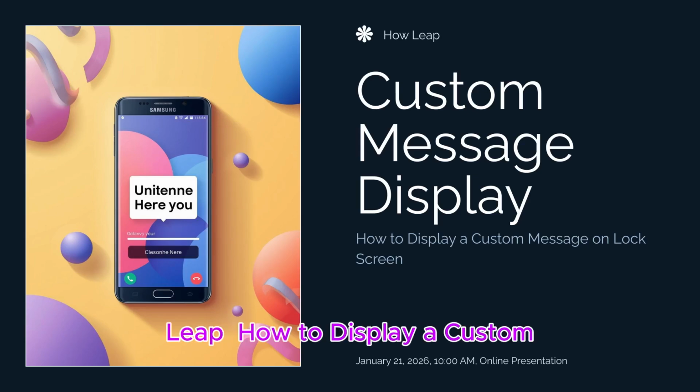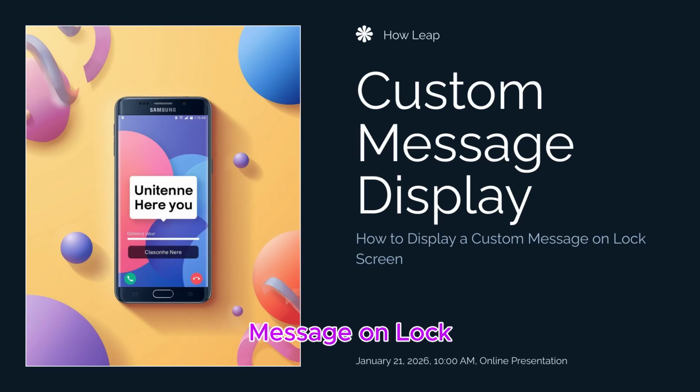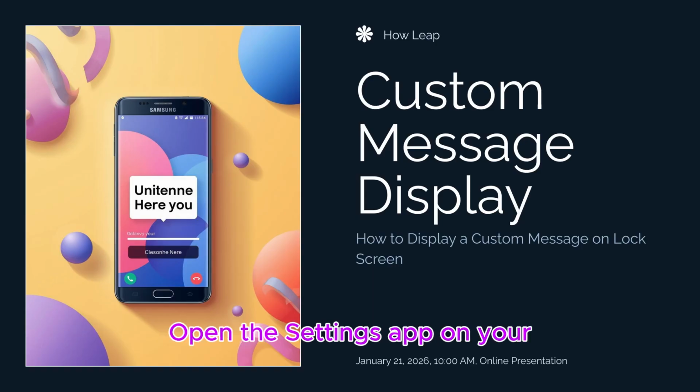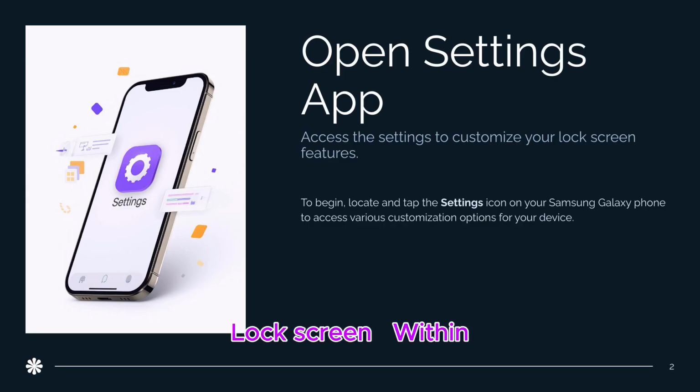You're watching how to display a custom message on lock screen in Samsung. Open the Settings app on your Samsung Galaxy phone. Scroll down and tap Lock Screen. Within the lock screen settings, look for contact information or owner information.